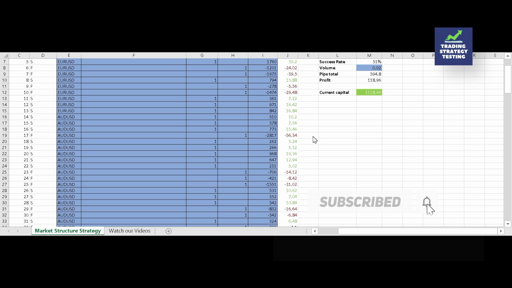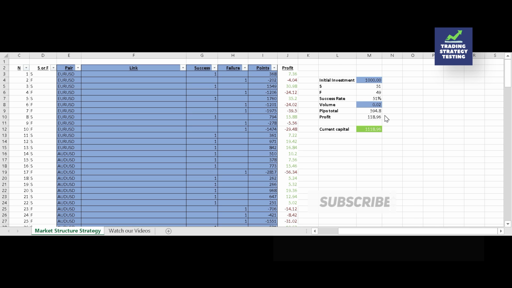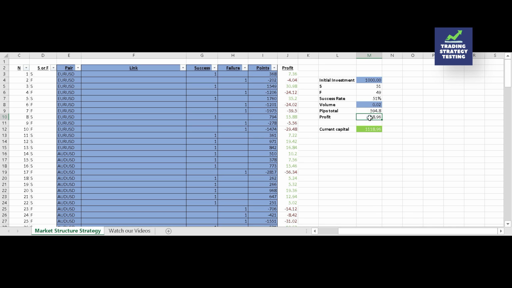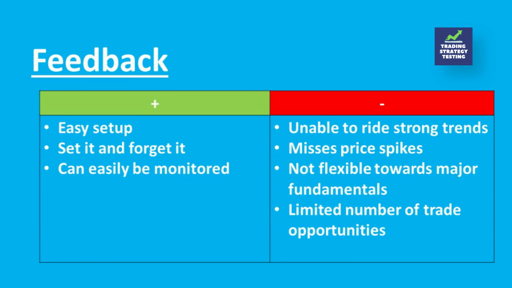Well, we have managed to make $118.96 after taking 100 trades across a 10 months period of time. The win rate is 51%, which is okay, and we turned our $1,000 initial investment into $1,118.96. Even though the strategy has made a profit, we still don't endorse it in its actual format.